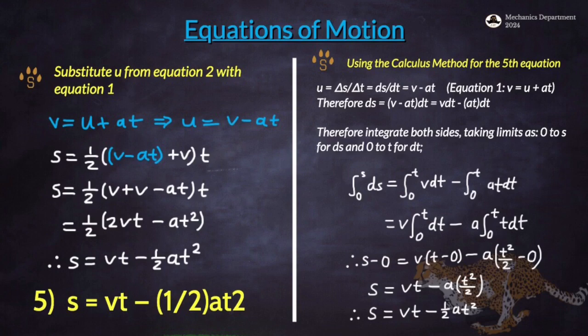We then substitute the parts of equation 1, like what we did there. We just rearrange v minus at, we substitute where there is u, so that at the end of it all we will then end up with ds is equal to v dt minus at dt. If it was in the case of v, it will end up as u dt plus at dt, something like that, if I'm not mistaken.